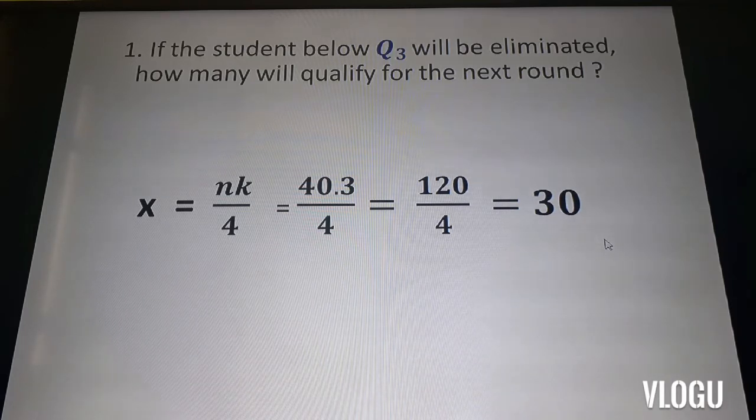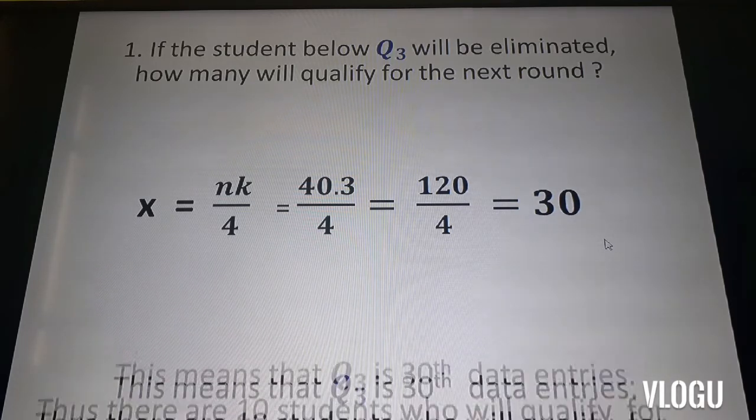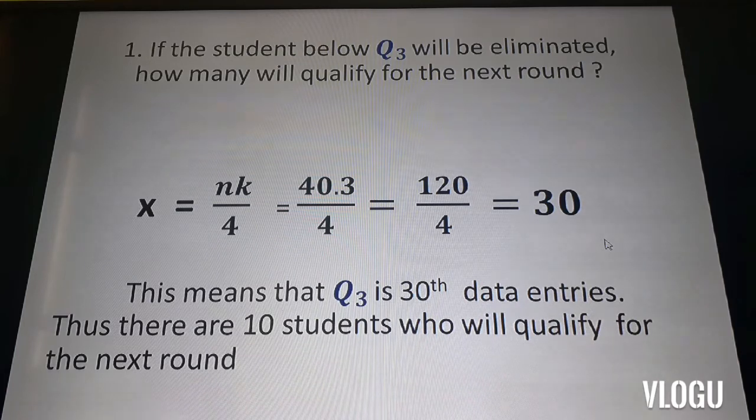What does this mean? This means that quartile 3 is the 30th data entry of the given data. Thus, there are 10 students who will qualify for the next round.